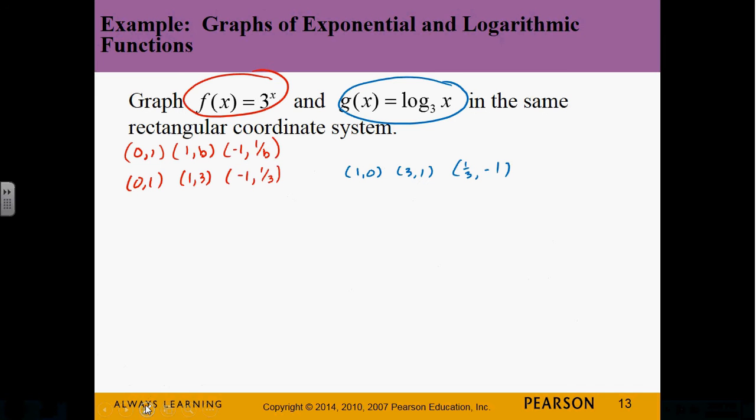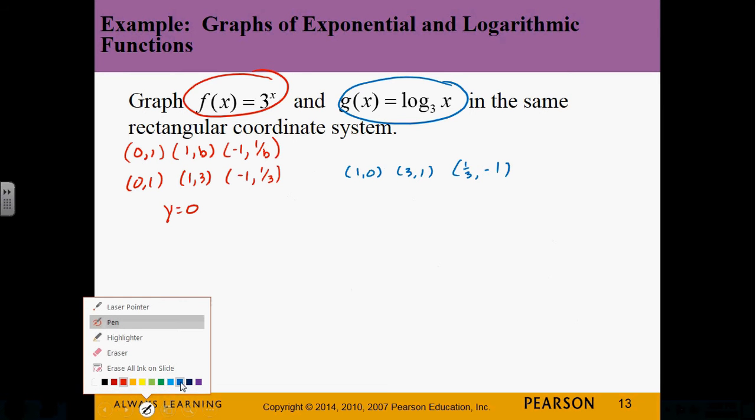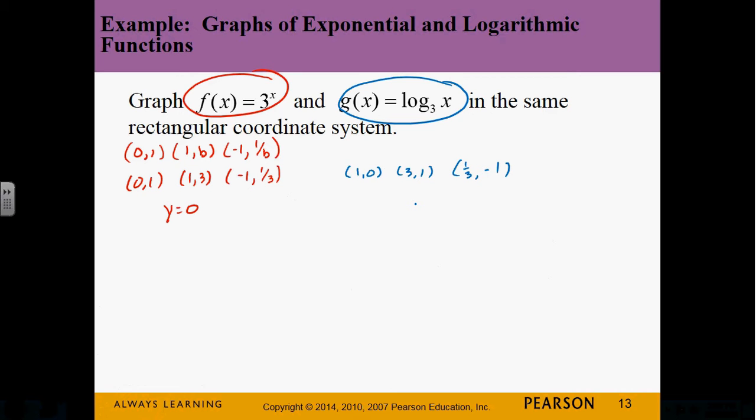Now, since there was a horizontal asymptote at y equals 0, what does that mean for our inverse? If we switch x and y, what does that become? It becomes x equals 0 and we get a vertical asymptote. Okay.